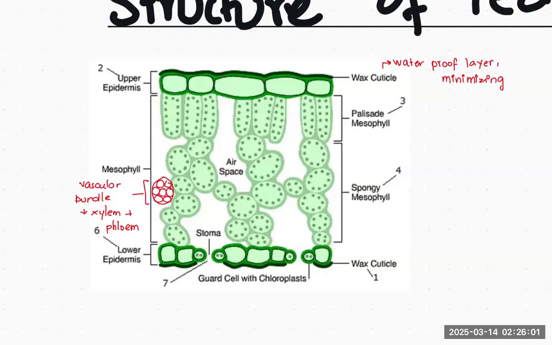Then you have your upper epidermis. The cells of the upper epidermis layer are thin and they are transparent, meaning that they don't have any chloroplast. Why are they transparent? Why don't they have any chloroplast? So the light can penetrate through, or it can pass through into the deeper layer of the leaf.